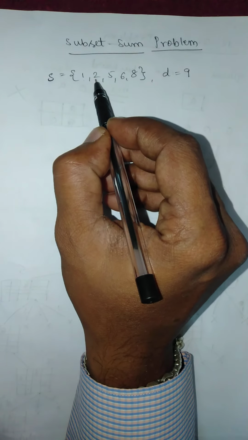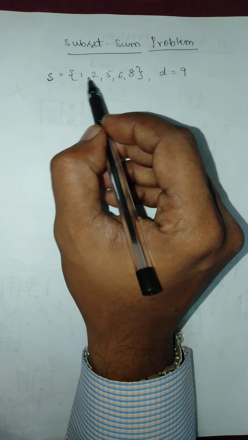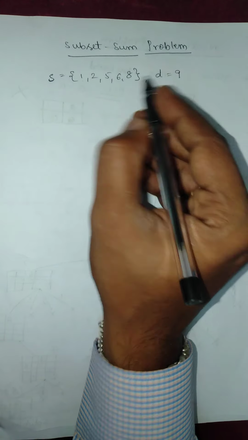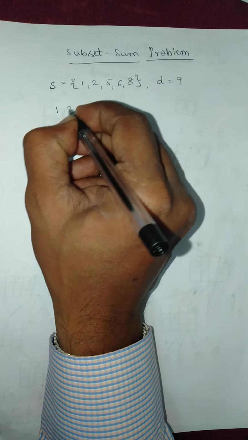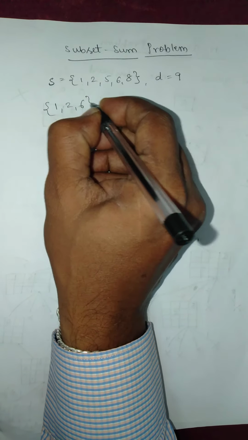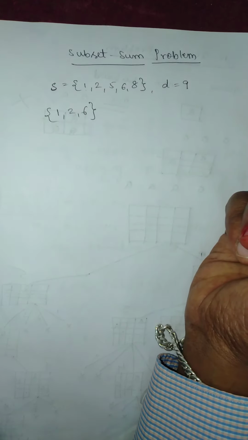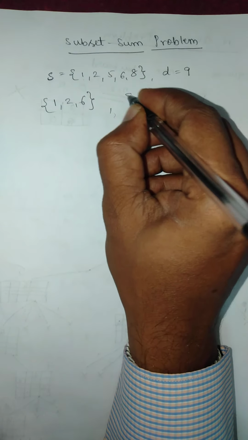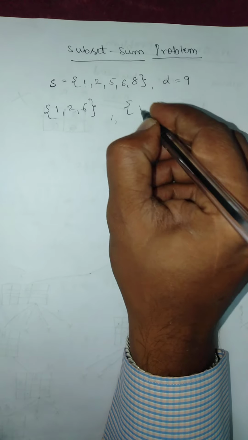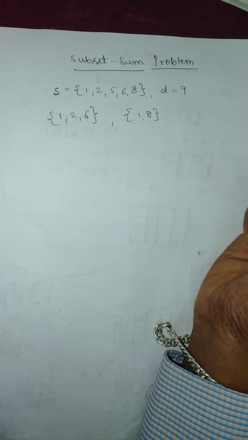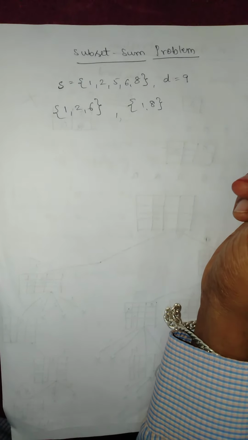Here you can find a few solutions for this subset sum problem. So 1 plus 2 is 3, plus 6 is 9. So we have one subset 1, 2, 6. Yes, one solution to this problem, and another solution, as you can expect, is 1 comma 8. 1 plus 8 is equal to 9, correct?